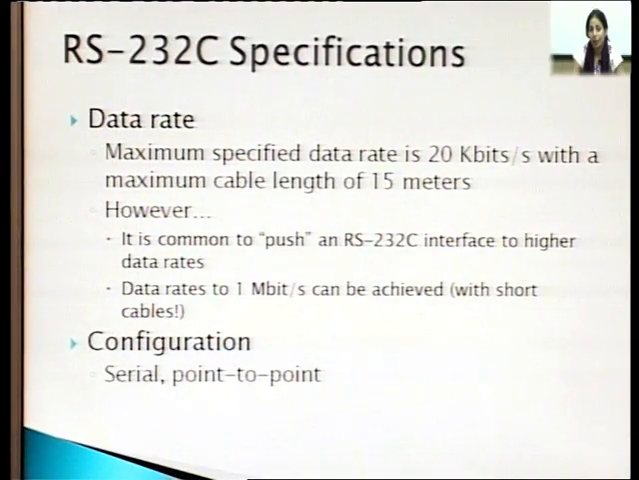This is the specification part. First we have the data rate. The maximum specified data rate is 20 kilobits per second with a maximum cable length of 15 meters. However, it is common to push an RS-232C interface to higher data rates, and data rates up to 1 megabit per second can be achieved. Its configuration is serial, point to point.